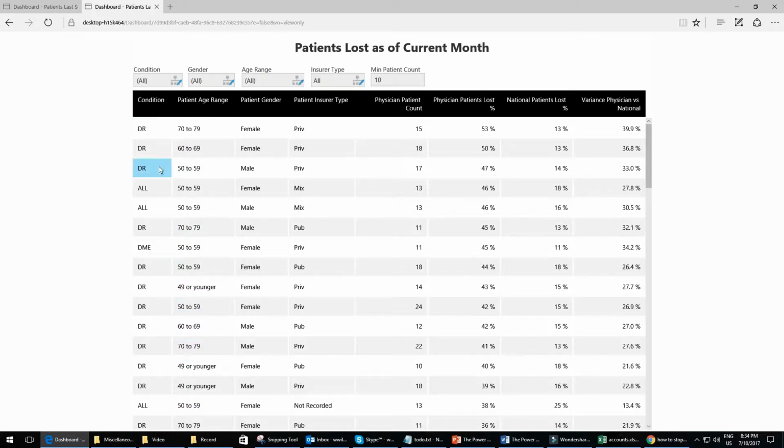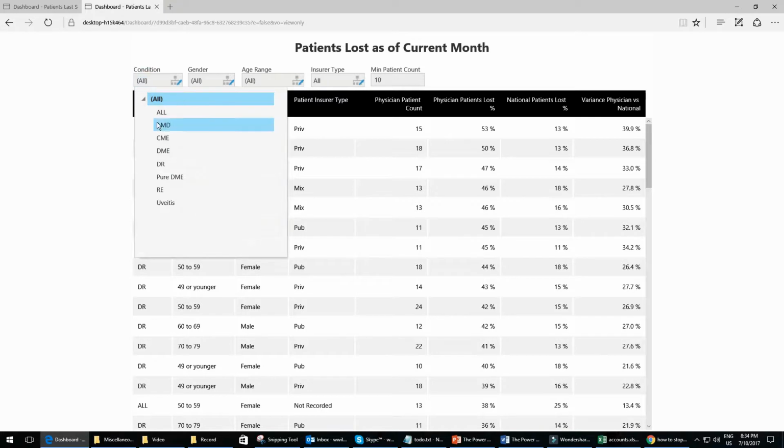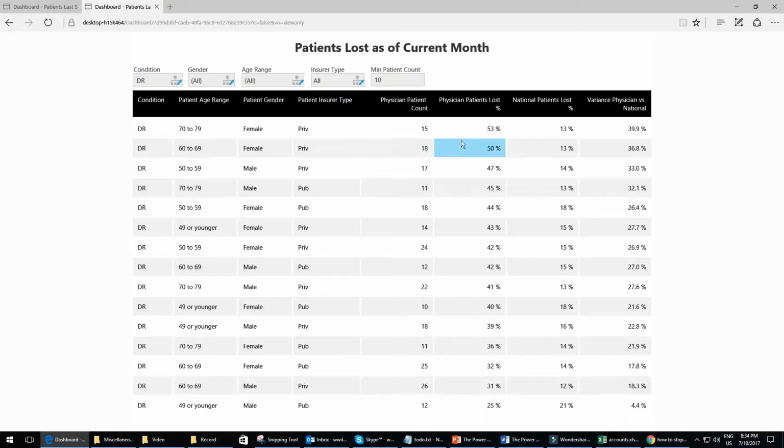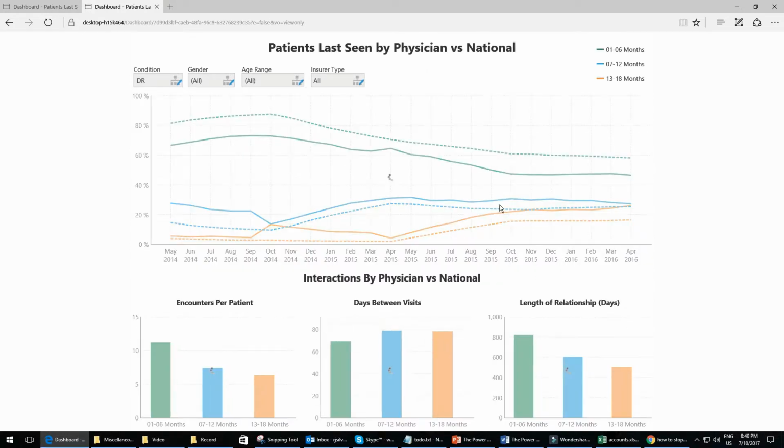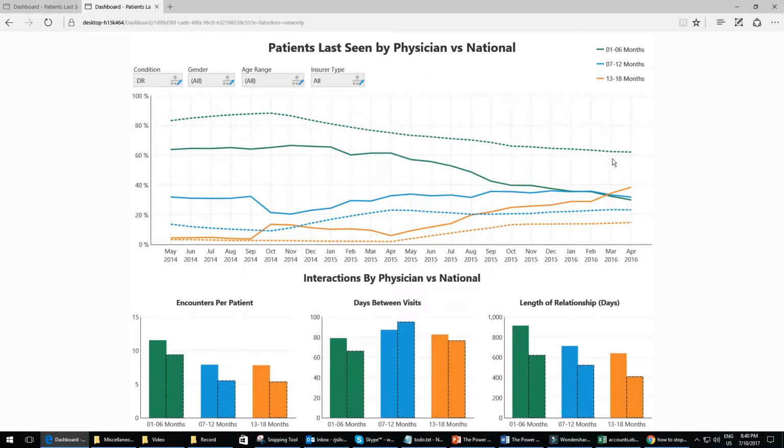But when I look at the condition column, I see the condition diabetic retinopathy, represented by DR, showing up consistently among these high patient loss percentages. I can confirm this by setting the filter to DR, and if I go across the physician patient loss, I see that indeed they have high losses in the 50s and 40 percentiles compared to the teens nationally. And if I switch back to the line chart, I can see visually that this is definitely one of the problem spots for this doctor when it comes to patient turnover. So we've found something worthwhile to look at.